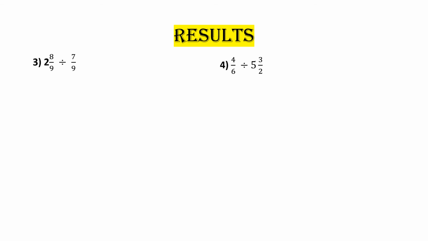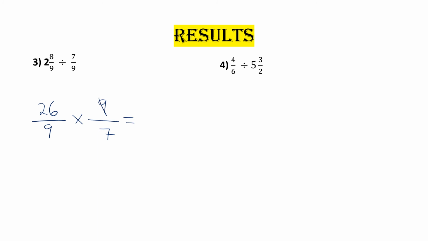So 9 times 2, that's 18. And 18 plus 8, that is 26. So here you should have 26 over 9. Let me make sure that is right. 9 times 2 is 18, 18 plus 8. Yes, that is 26, right? So just confirm it. And remember, division changes into multiplication, and we invert here. So that will be, instead of 7 over 9, it will be 9 over 7. Yes, and that's it.